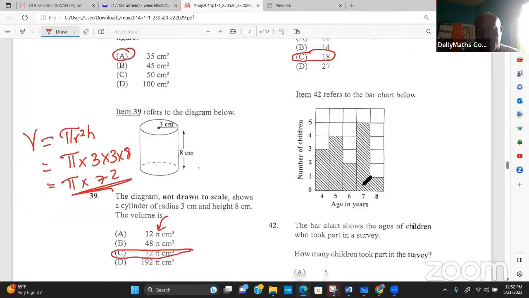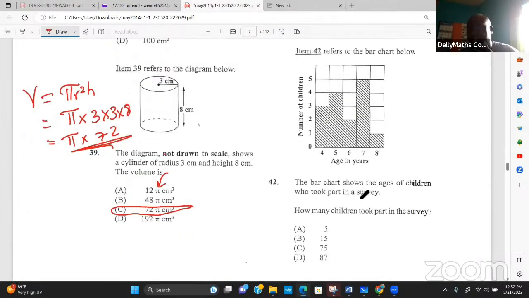Moving on. This is the statistics section. It says here the bar graph shows the age of children who took part in a survey. How many children took part in the survey? Look at the axis. It will tell you the number of children is on that side, and this is the age. So we're talking about 4-year-olds. How many? We got 3. 4-year-olds have 3 there. 5-year-olds, I have 4.